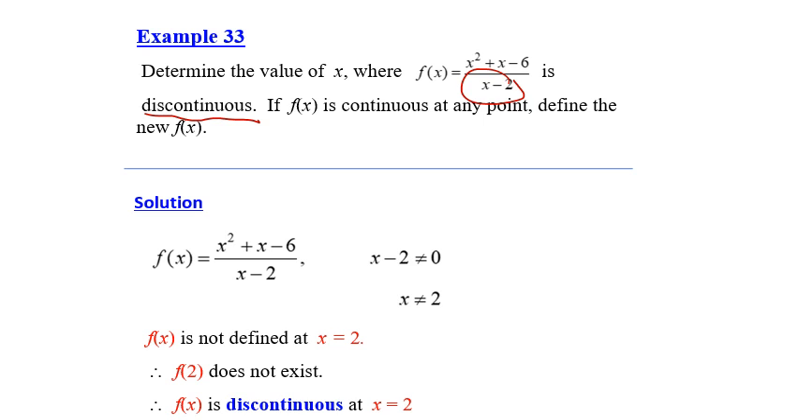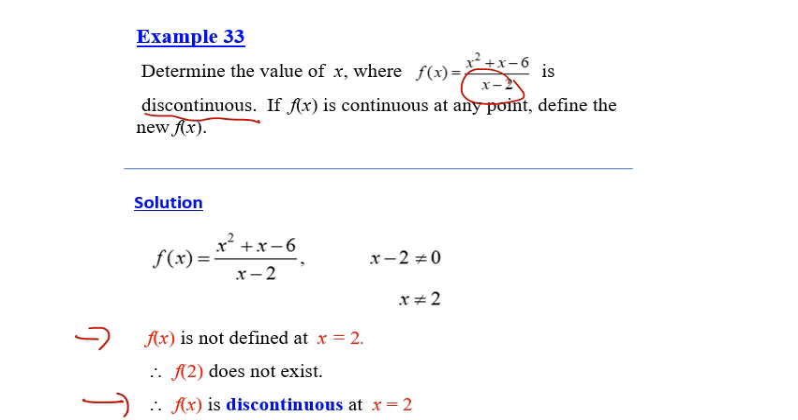Since it is not defined there, we conclude that the function is discontinuous. For the second question, since we know it is discontinuous at x equals 2, the question asks us to define the new f(x). Condition number 1 failed, so we check condition number 2, the one-sided limits, limit from left and limit from right. We also use condition number 3. We have to equate, and then we can form a new f(x).